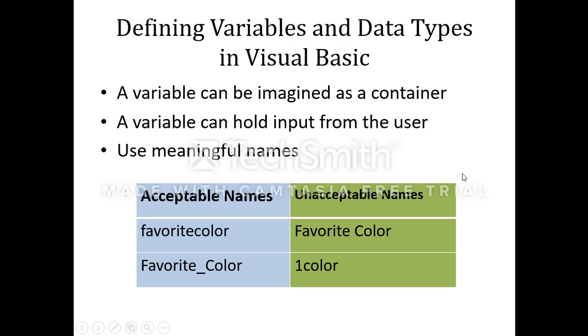Let's take a look at a few names that we might use for a variable in Visual Basic. On the left side, we see two acceptable names: favoritecolor, which has no space between the two words, or favorite_color, where favorite and color are separated by an underscore. The two names on the right would not be acceptable for the name of a variable in Visual Basic. The top name has a space between the two words favorite and color, and the second name, the lower name, begins with a number.